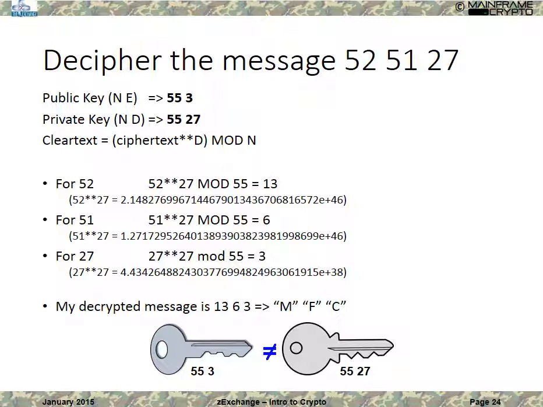Similarly, 51 to the 27th power mod 55 is 6, and 27 to the 27th power mod 55 is 3. So I've reversed the process. I've recovered my original input of 1363, which translates to my original characters of MFC. Notice on the decrypt operation, I've only used the private key. I've not used the public key at all.